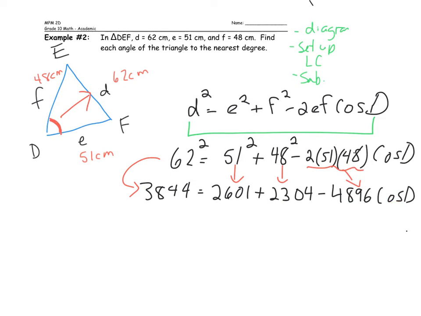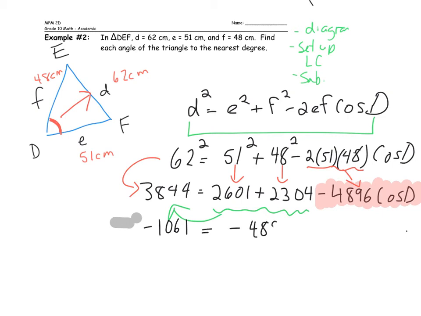What I need to do next is take these values here and move them to the other side and subtract them from the 3844. What that will achieve is that I will have isolated this negative 4896 cos D, and that's going to help me eventually isolate cos D. That is my plan. So when I do that, I am getting negative 1061 equals negative 4896 cos of angle D.